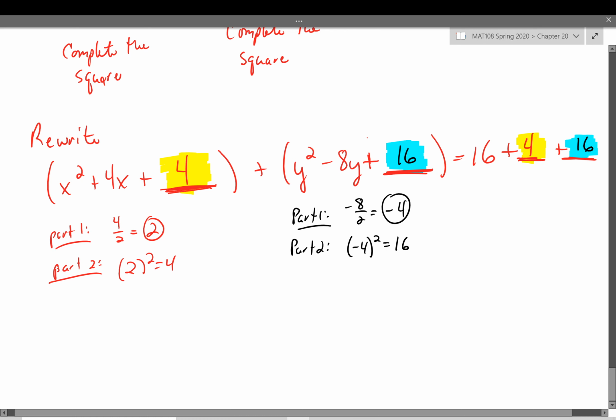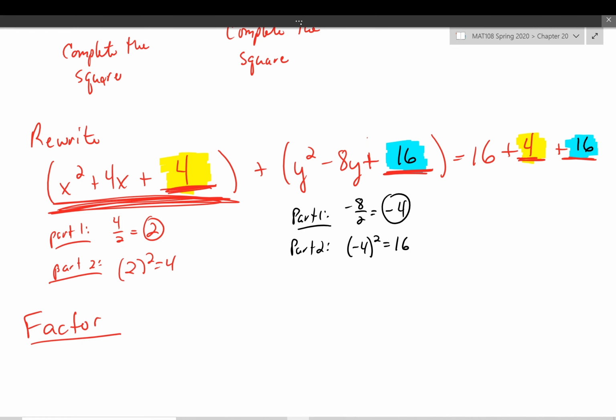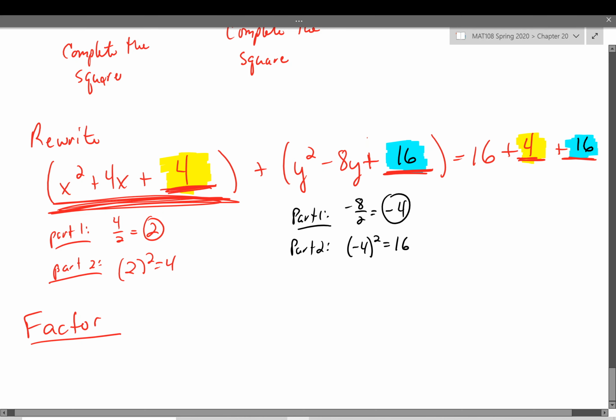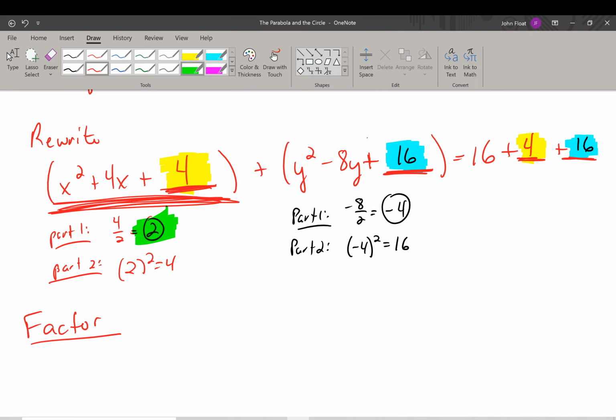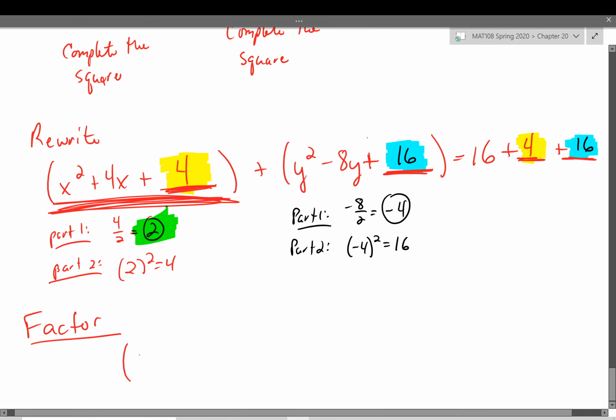the next part is to factor. But we already know how each one of these factors. We already know what the x squared plus 4x plus 4 factors down into, because the answer, and I'm going to highlight it right here in green, is staring you in the face. It's right there. Okay? So for the x values, I get the binomial x plus 2 squared.